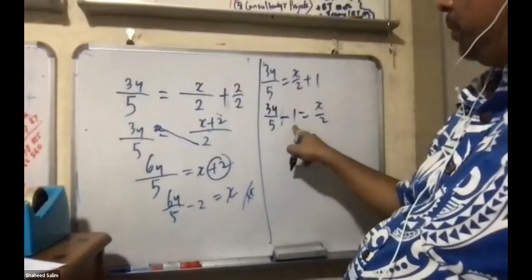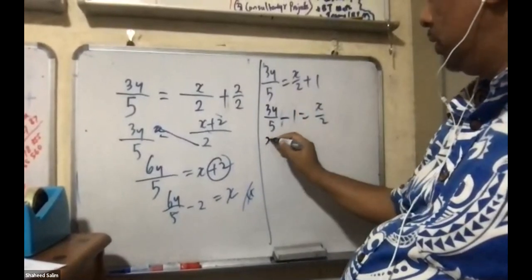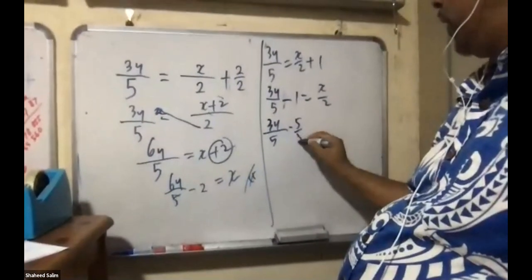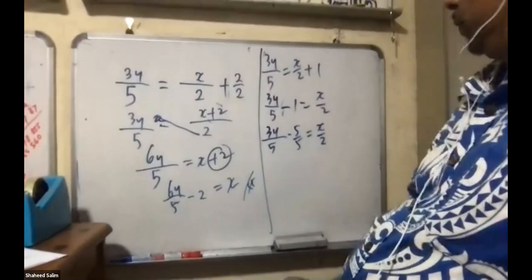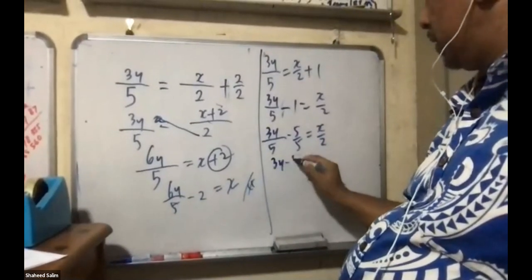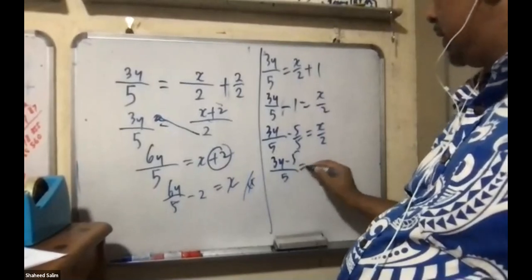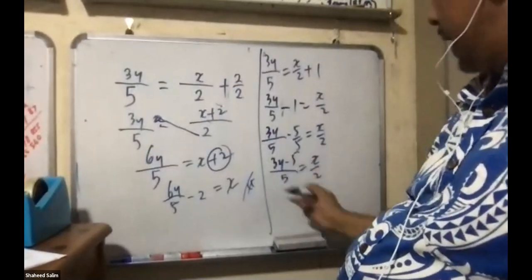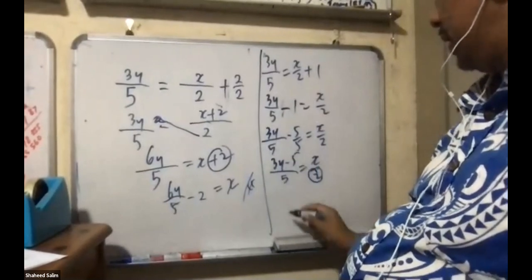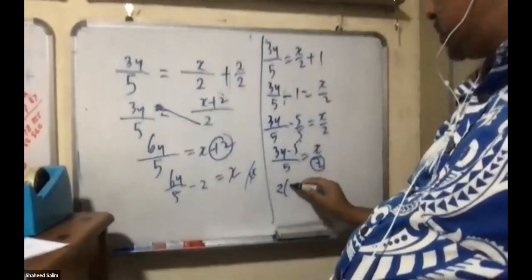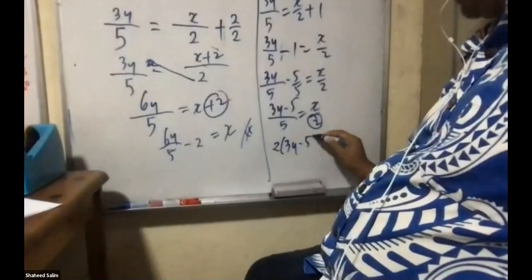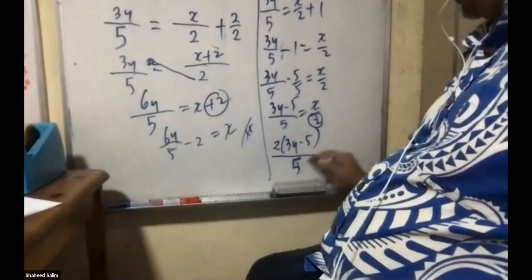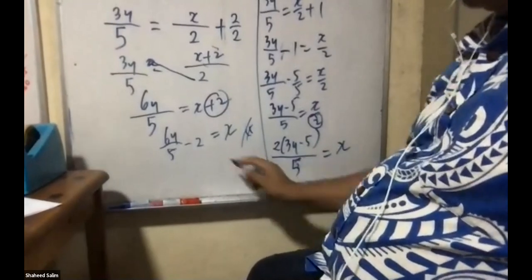I make it the same: 5 over 5. 3y over 5 minus 5 over 5 equals x over 2. So this one, 3y minus 5 over 5 is equal to x over 2. One more step. Just bring the 2 up there, up the slide. So you get 2 times 3y minus 5 over 5 equals x. Now, both of these are the same.